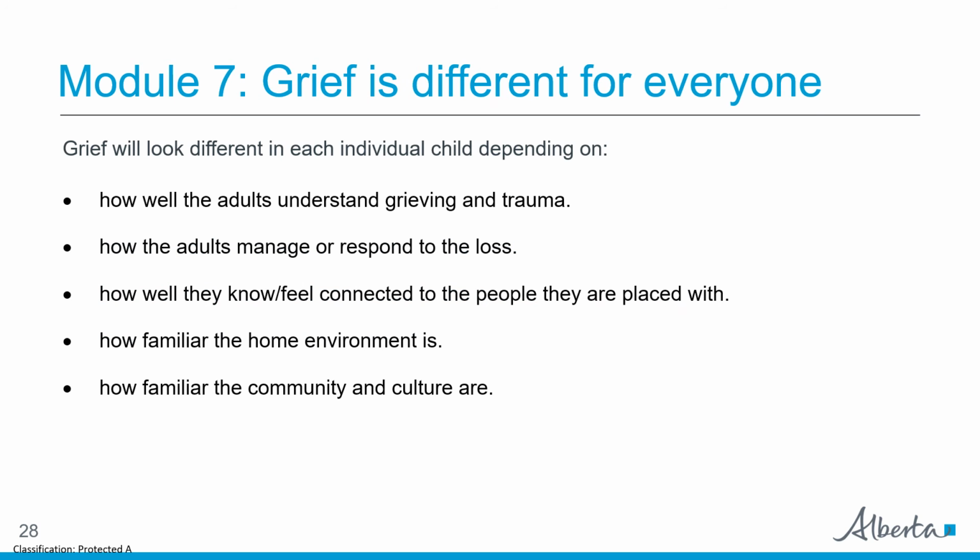Module 7. Grief is different for everyone. Grief will look different in each individual child depending on how well the adults understand grieving and trauma, how the adults manage or respond to the loss, how well they know or feel connected to the people they are placed with, how familiar the home environment is, how familiar the community and culture are.